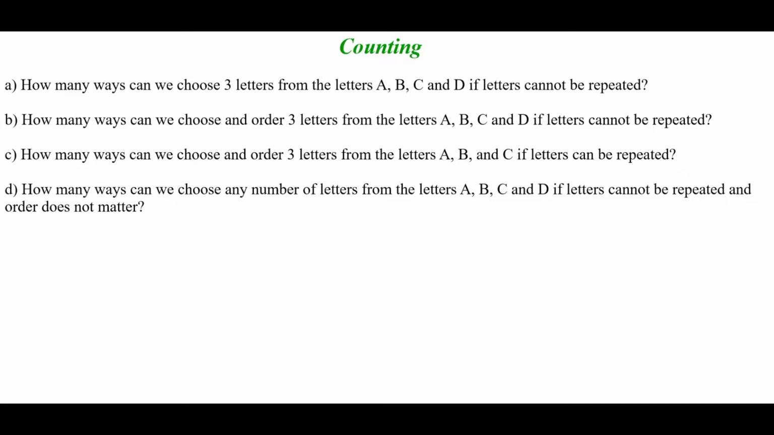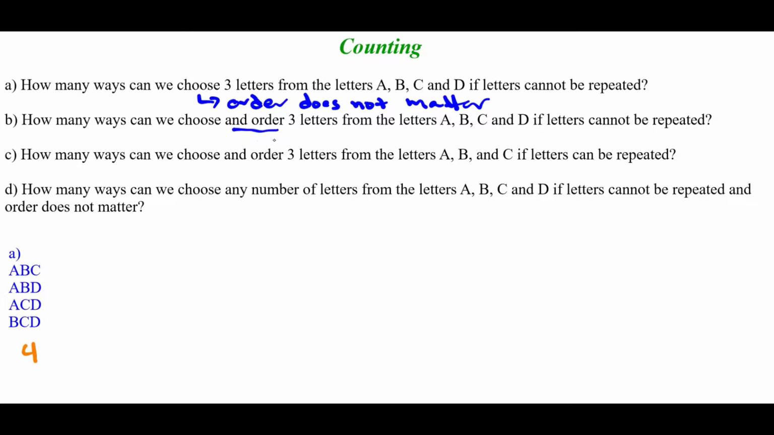So this first question says, in how many ways can we choose 3 letters from the letters A, B, C, and D if letters cannot be repeated? One thing to keep in mind is that when we see the words, in how many ways can we choose, that usually implies that the order does not matter. So here for A, you can see we could choose ABC, ABD, ACD, or BCD. So ABC is the same as ACB or BAC in this case, because remember, we're just choosing the letters. So in this case, we end up with 4 different ways.